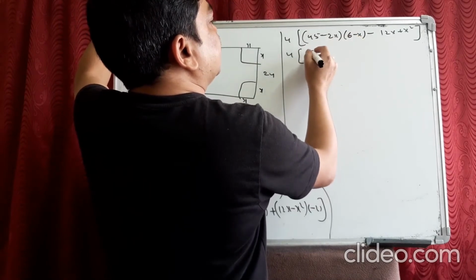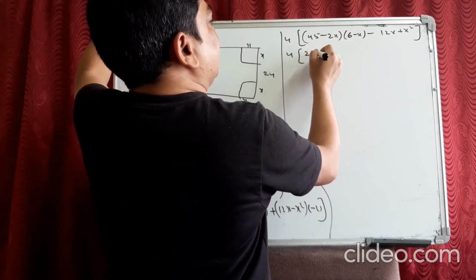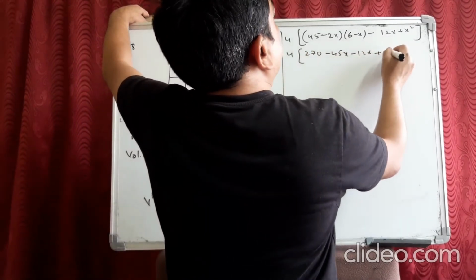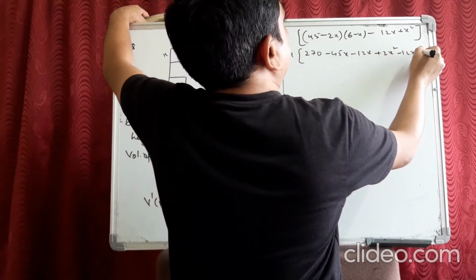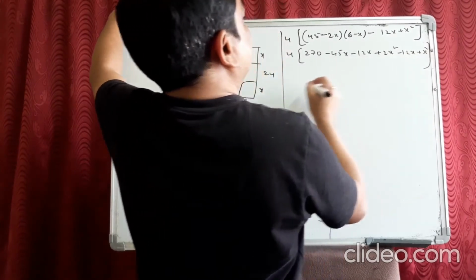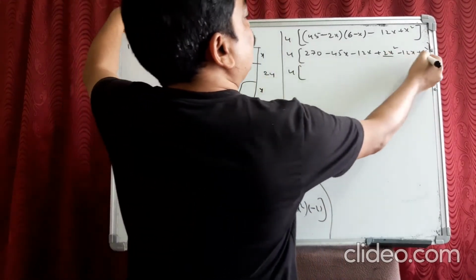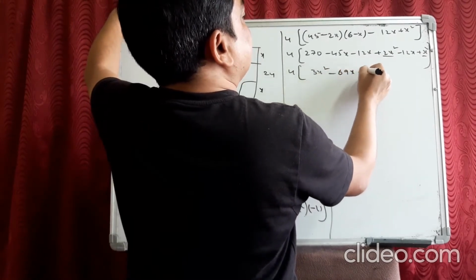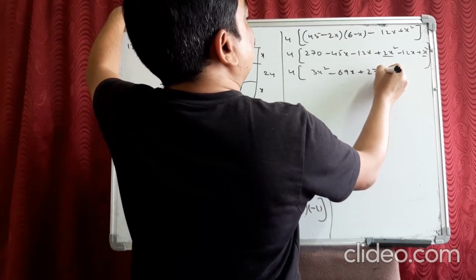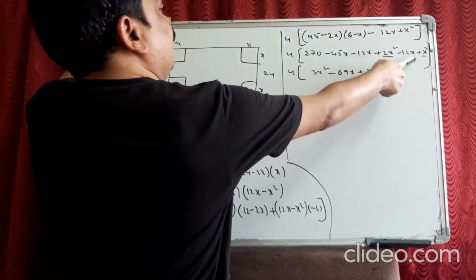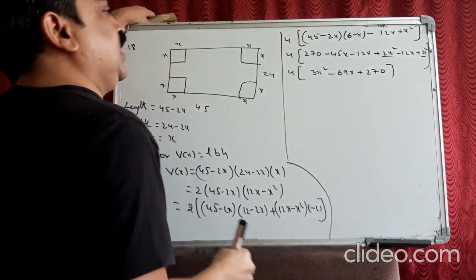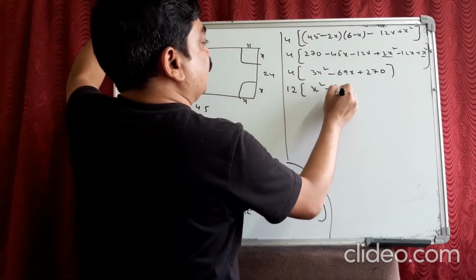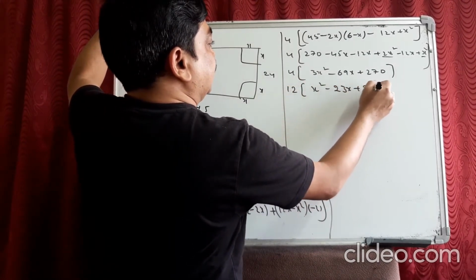45 into 6, 270 minus 45x minus 12x plus 2x square minus 12x plus x square. So the whole thing becomes 3x square minus 69x plus 270. Okay. Now I can take 3 also common, it becomes 12 of x square minus 23x plus 90.